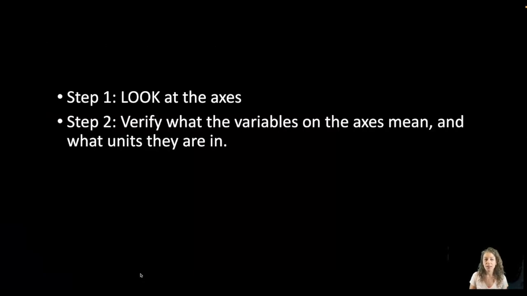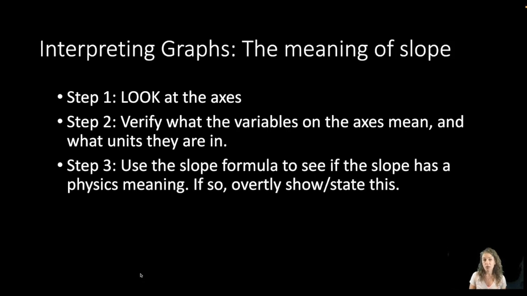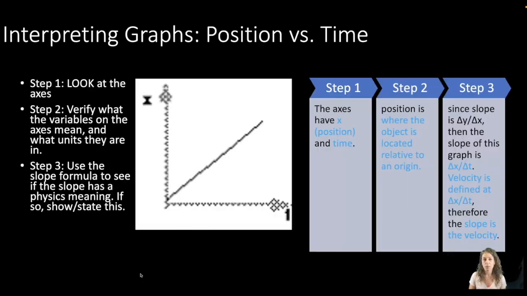So you're going to look at the axes. You're going to verify what the variables on the axes mean and what units they're in. You're going to use the slope formula to see if the slope has a physics meaning. If so, we're going to overtly show this. So when we look at the slope, don't forget it's delta y over delta x. That's y2 minus y1 over x2 minus x1. So you always need two coordinates off of your best fit or off your trend line.